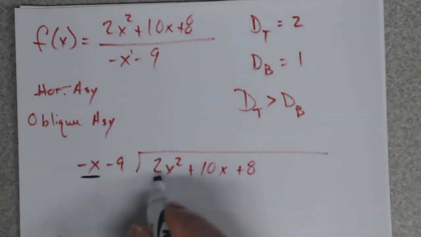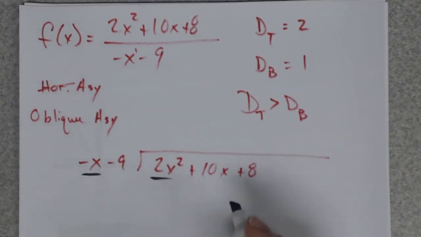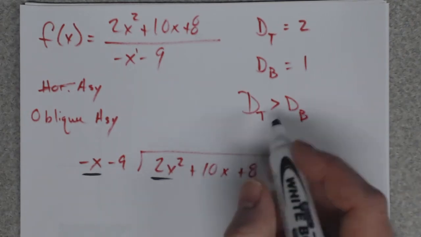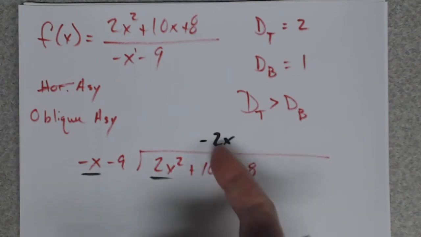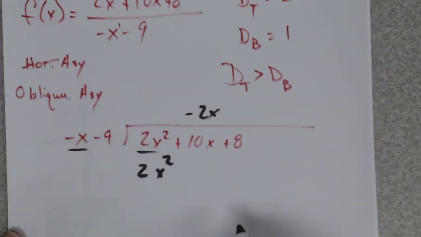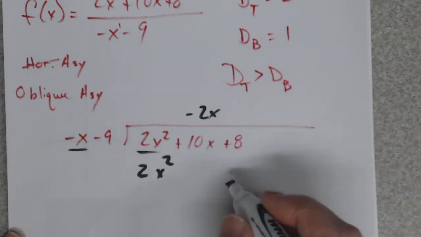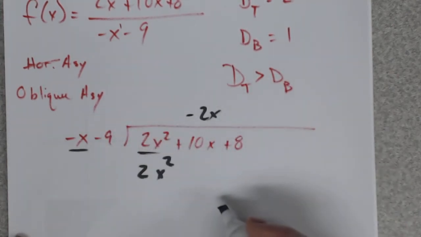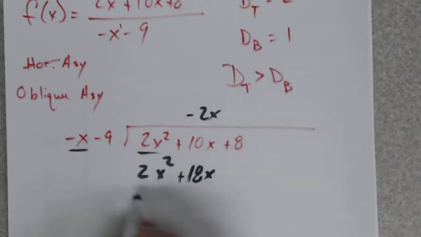So you're checking out how do you make a negative x into a 2x squared? You multiply it by a negative 2x. Negative times negative is positive. 2 times 1 is 2. x times x is x squared. Now, negative 9 times a negative 2 is a positive 18, and x times 9 is x. So it would be a positive 18x.